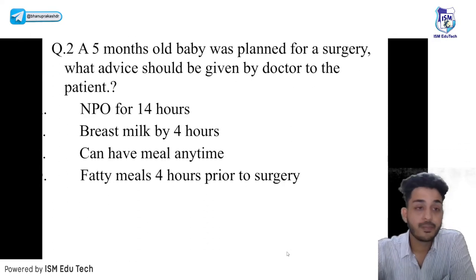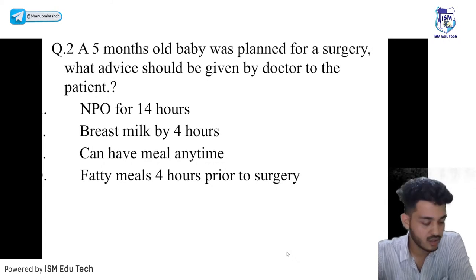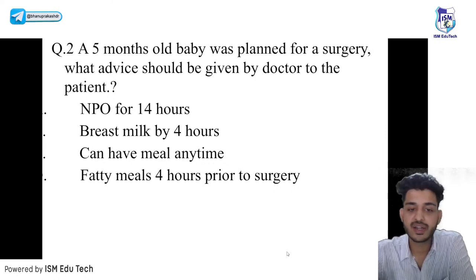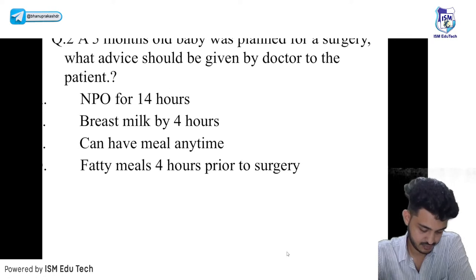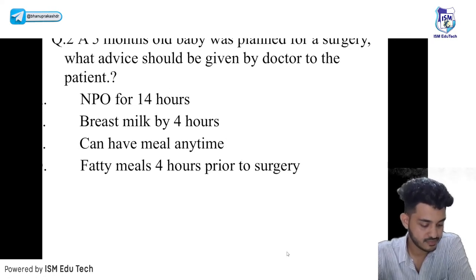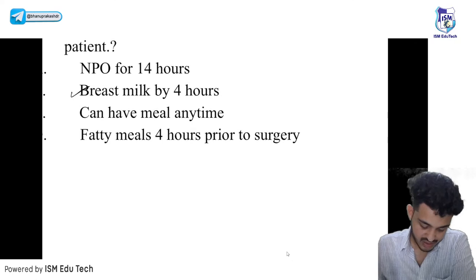Okay, question number 2. A 5-month-old baby was planned for a surgery. What advice should be given by the doctor to the patient? NPO for 14 hours? Breast milk by 4 hours? Can have a meal anytime? Or fatty meals? 4 hours prior to surgery. So the answer will be breast milk by 4 hours. Okay, very good, Bhavnesh. The answer will be 4 hours.